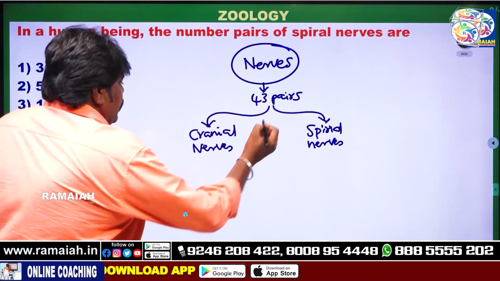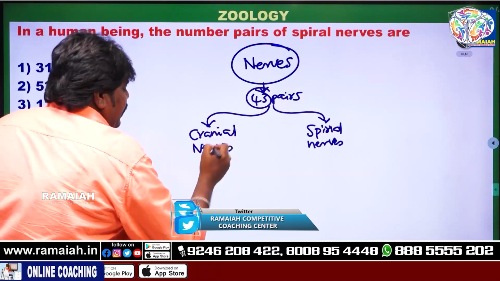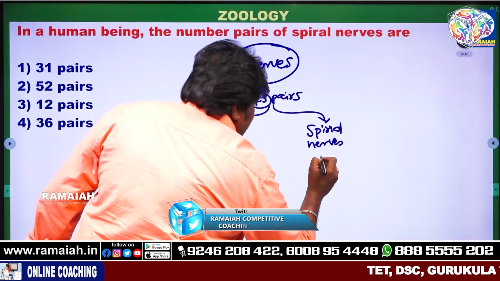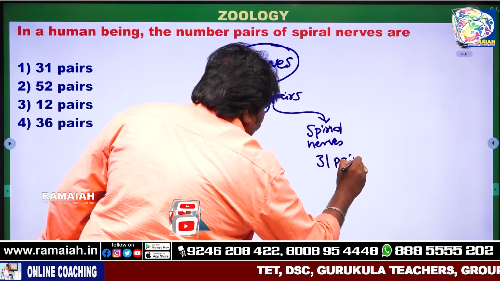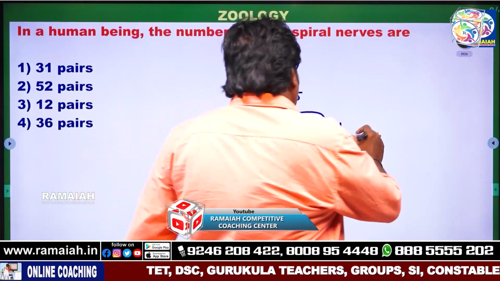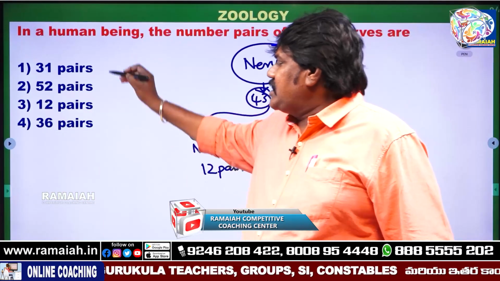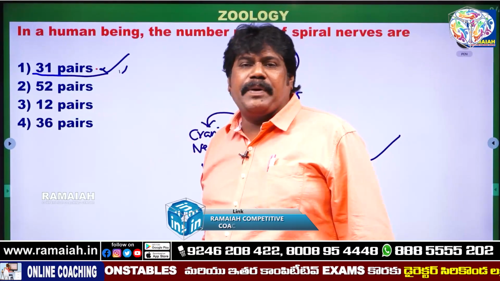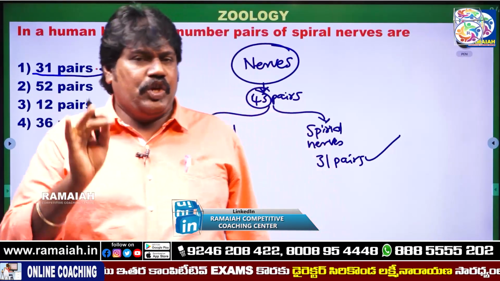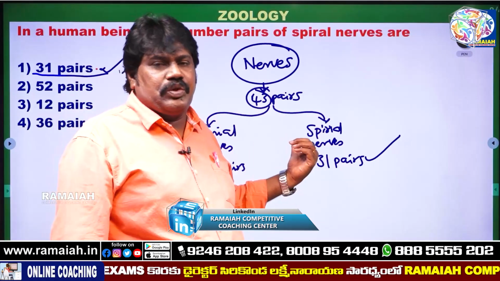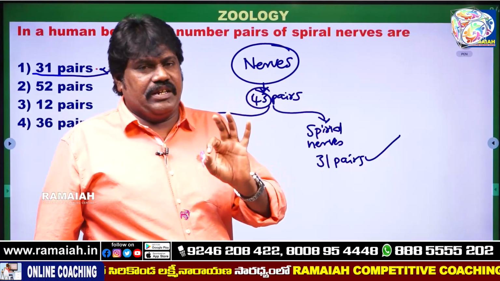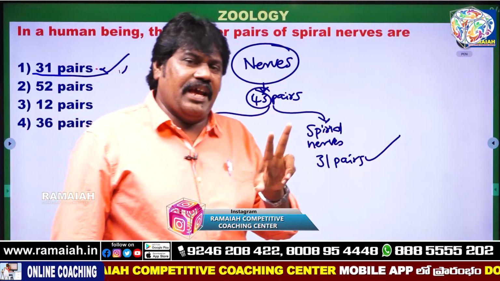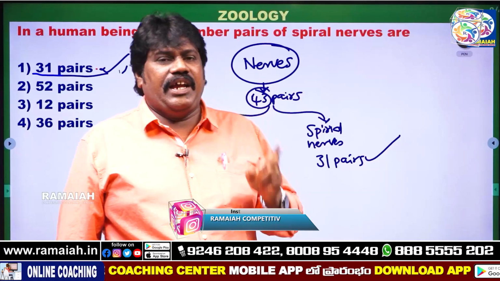So in the 43 pairs of nerves, the cranial nerves are 12 pairs. The remaining pairs are spinal nerves. They are 31 pairs. Total 43 pairs. So the right answer is 31 pairs. Here the first option is the right answer, 31 pairs. 31 pairs of spinal nerves are present in the nervous system of the human being. This question belongs to the nervous system, control and coordination. Control and coordination of the human being is influenced by two systems: the nervous system and the endocrine system.